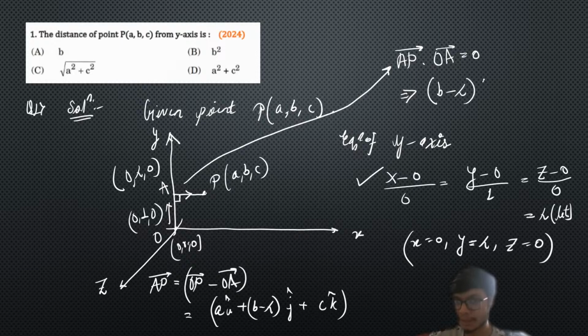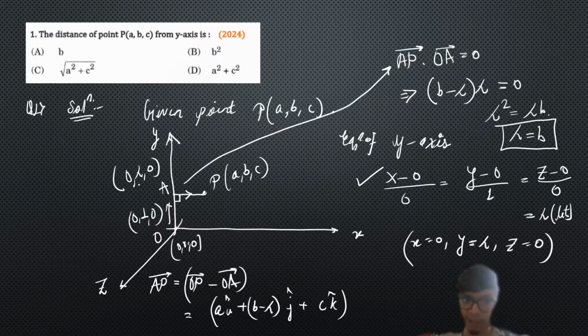So from here I will get lambda into B minus lambda is equal to 0, right? So from here I'll simply get lambda square is equal to lambda times of B, and from here I will get lambda is equal to B, right?